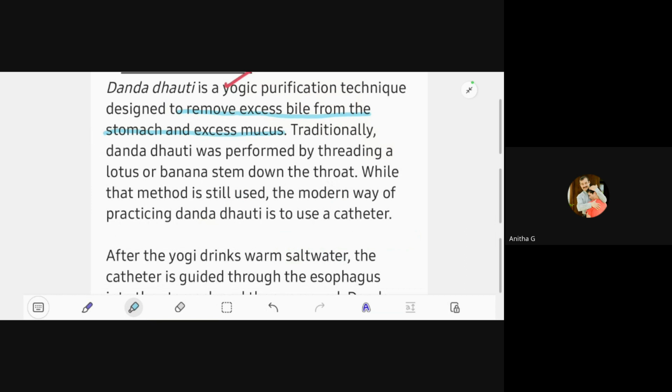There are different techniques, and the removal of bile differs by technique. In Vaman Dhoti, bile is there. In Neti Kriya, bile is not there. Remember accordingly, according to the technique. Traditionally, Danda Dhoti was performed by threading a banana stem, the middle part of the stem, down the throat.